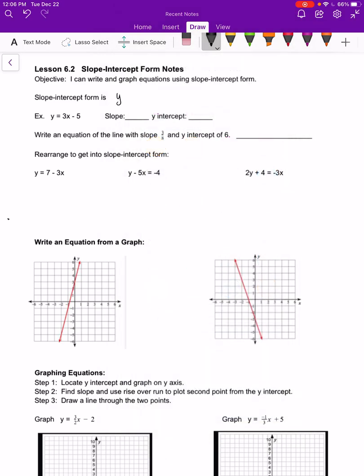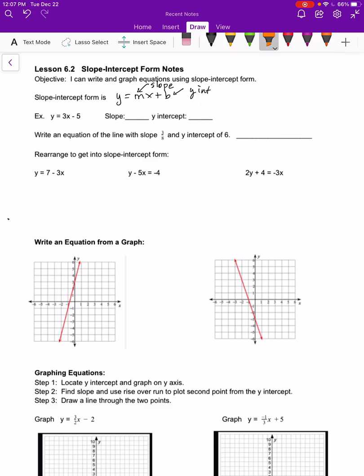So slope-intercept form is y equals mx plus b. All right, and m, you saw in our last section, 6.1, m is slope, and you see that a lot, and b is the y-intercept. So b is the y-intercept. It's where it crosses the y-axis.